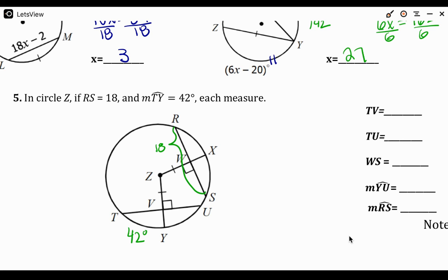So there's a couple things going on here. We know that this segment and this segment are congruent, which means these chords have to be congruent. So it's intersecting at a perpendicular. So it's everything that we need from up top in our definitions. So we know that RS and TU are congruent, so they're both 18.